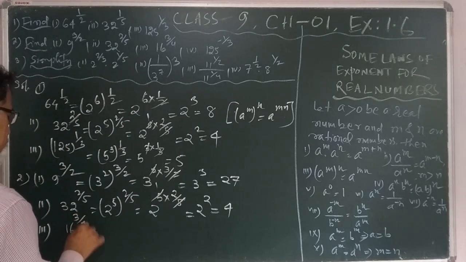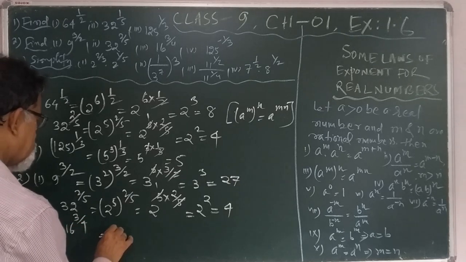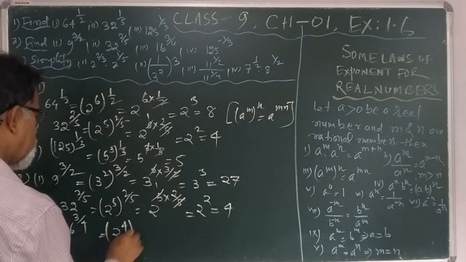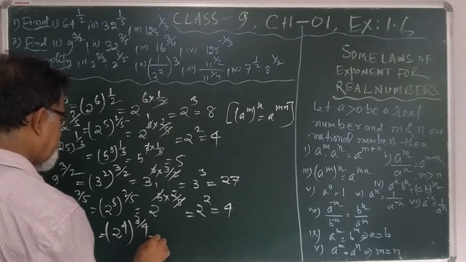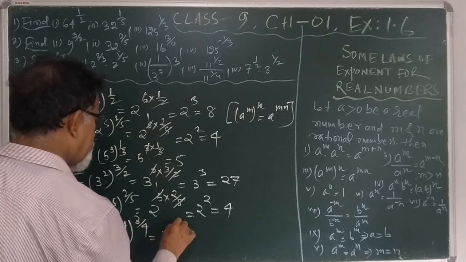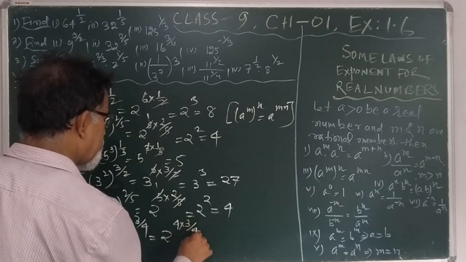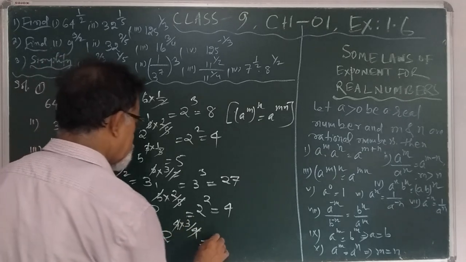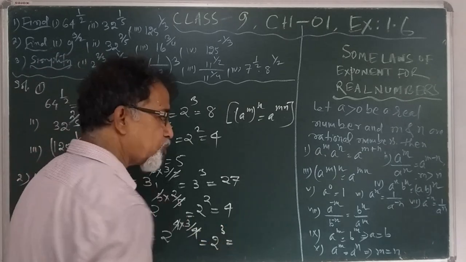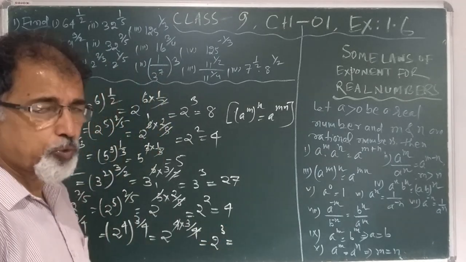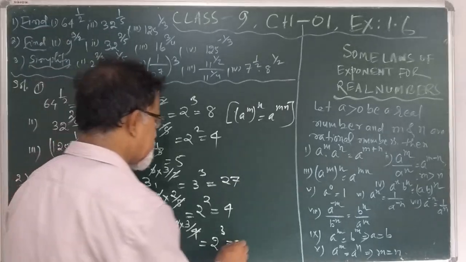3 by 4. 16 means 2 to the power 4, so (2 to the power 4) whole to the power 3 by 4 is 2 to the power 4 into 3 by 4. The 4 cancels, leaving 2 to the power 3, and 2 to the power 3 means 2 into 2 into 2, which equals 8.